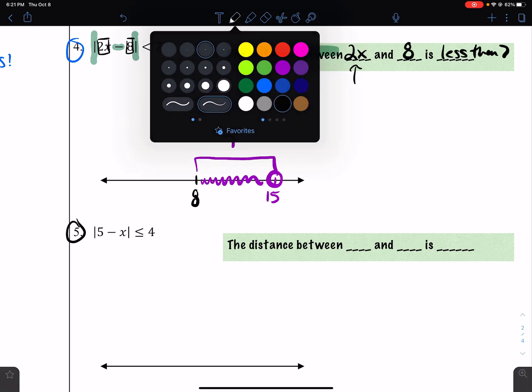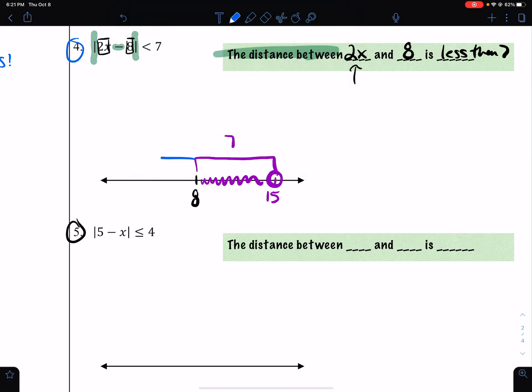Now, if I look to the other side, again, this way I could go 7 units. Now that distance should be less than 7, so the number 1 doesn't quite work. So I'm going to put an open circle there. But everything else on the inside does.